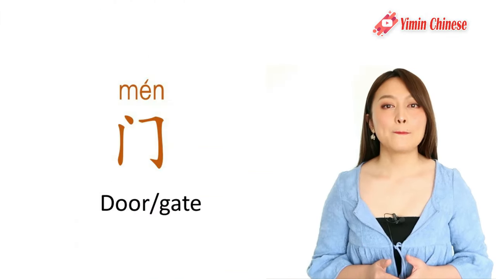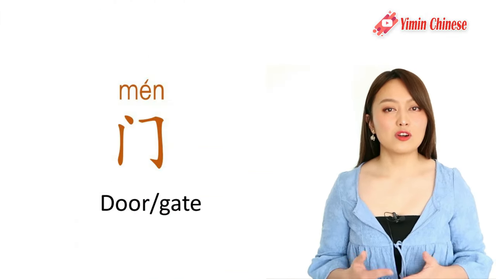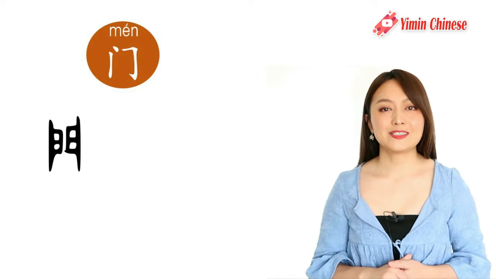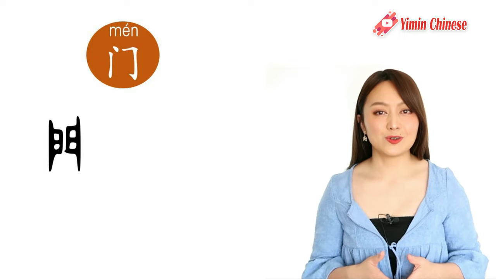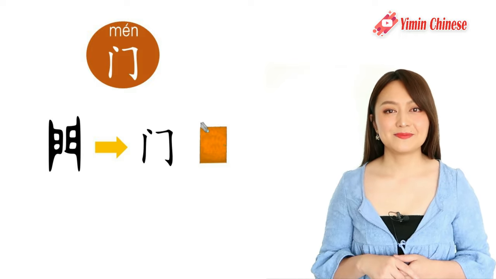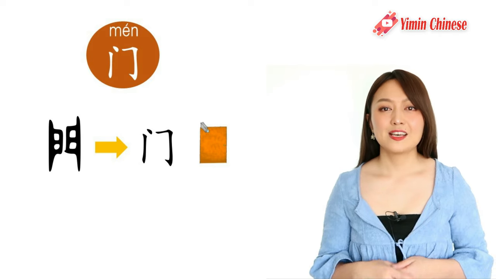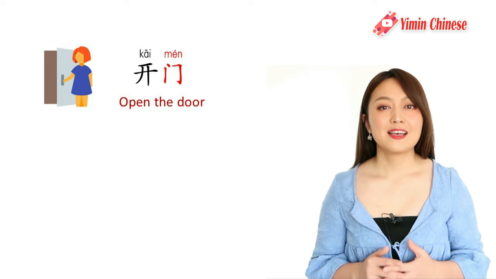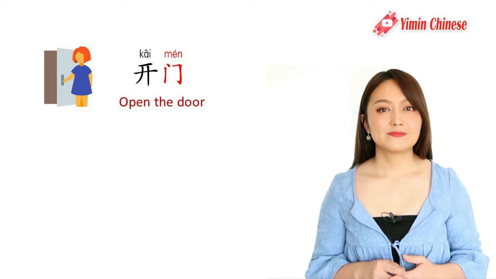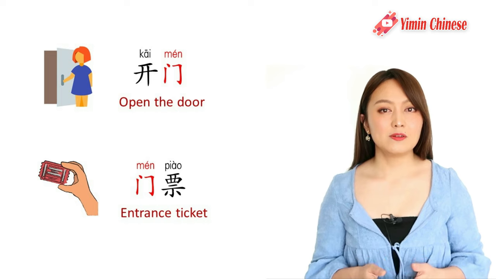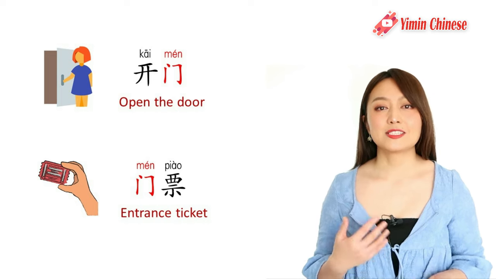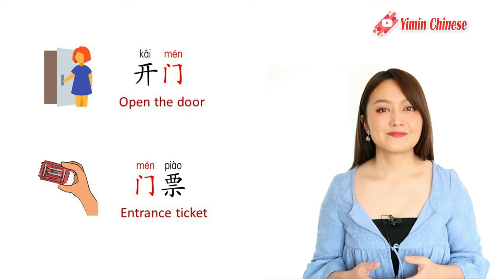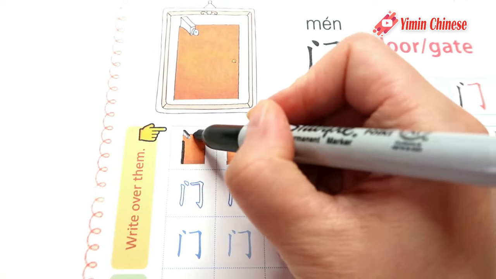Okay, next character, 门. It means door or gate. This is ancient look. It's drawn the shape of the ancient door. Now it looks like this. For example, 开门, to open the door, or 门票, the entrance tickets, like to the zoo or to the park. Now let's write the character.